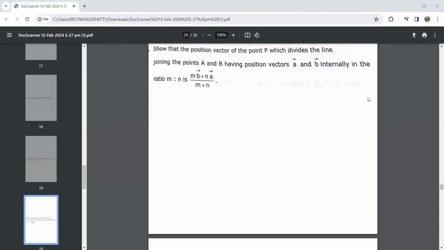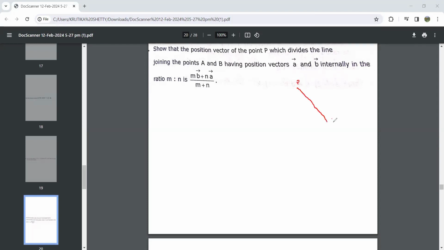We'll discuss the proof for this. One minute. See, pay attention here. First we will consider the figure for this, and then discuss the derivation. The derivation is very simple. We just need to consider first 2 points, P and Q.